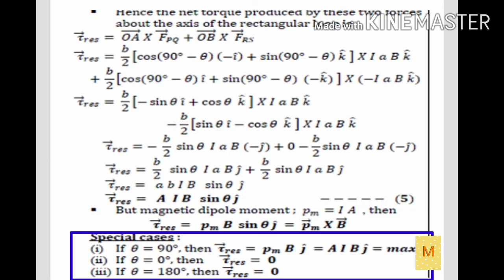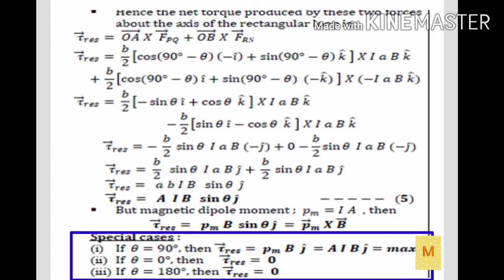First one, if theta is equal to 90 degree, then sin 90 will become 1. Hence the equation becomes tau resultant vector is equal to PmB j cap, which is equal to AIB j cap, which gives us the maximum value. And next one, if theta is equal to 0 degree, then sin 0 is equal to 0. So automatically this equation becomes 0. Hence tau resultant vector is equal to 0. If theta is equal to 180 degree, then sin 180 degree is equal to 0. So that tau resultant vector becomes 0.